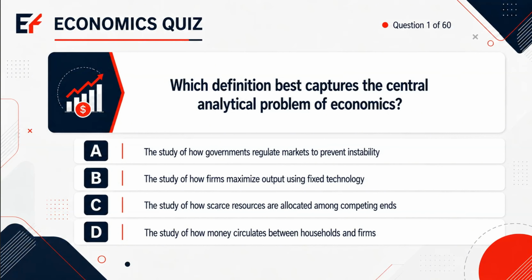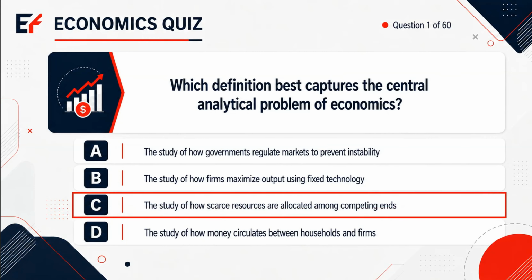The correct answer is C. Let's break this down clearly. Economics is mainly about choices under scarcity. Resources like time, money, labor, and raw materials are limited, but human wants are many. Option C captures that core idea because it focuses on allocating scarce resources among competing uses.